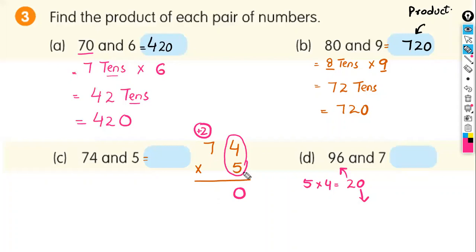So the next one is 5 times 7. So 5 times 7 is equal to 35. Now there is a carry. We also have a carry. I will just add this carry with 35.